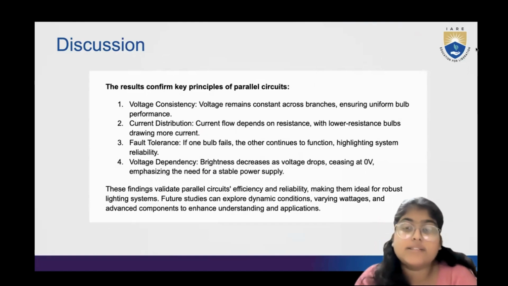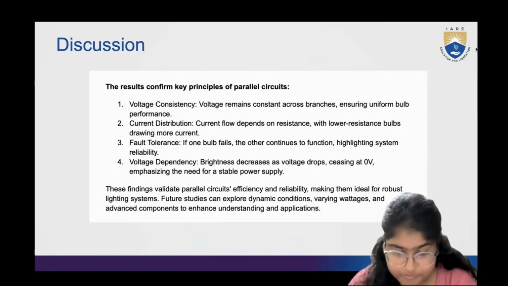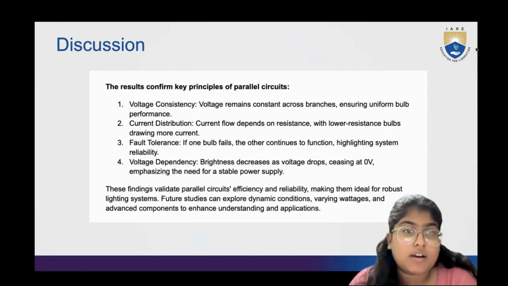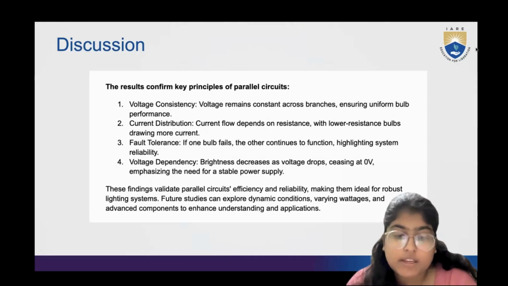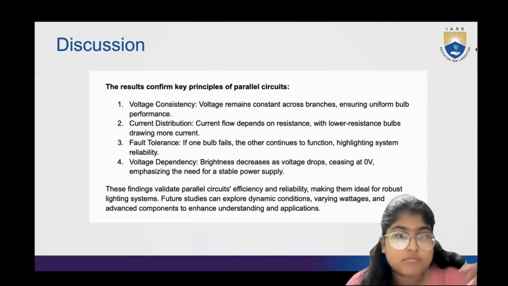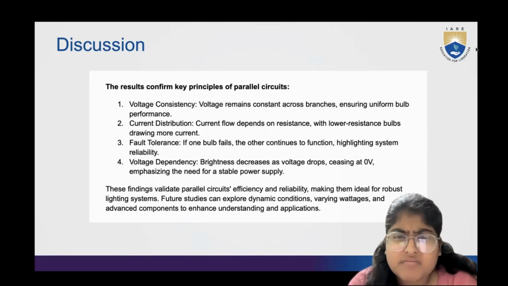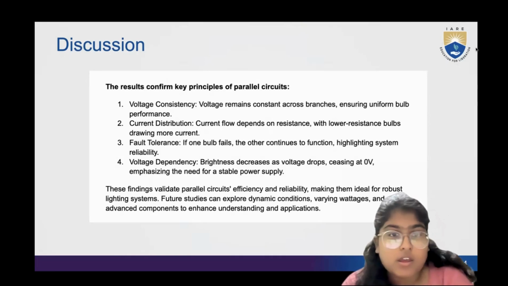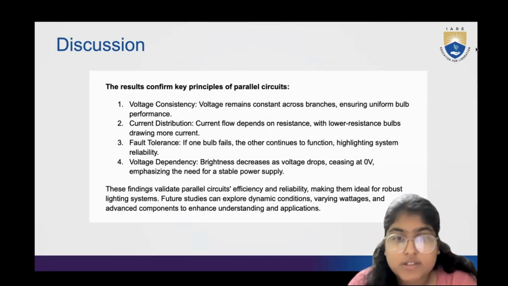Discussion. The results confirm the key principles of parallel circuits: voltage stability, current distribution, and fault tolerance. In all scenarios where the circuit was operational, the voltage across each bulb remained consistent at 230 volts. This ensures uniform performance, crucial for lighting systems.